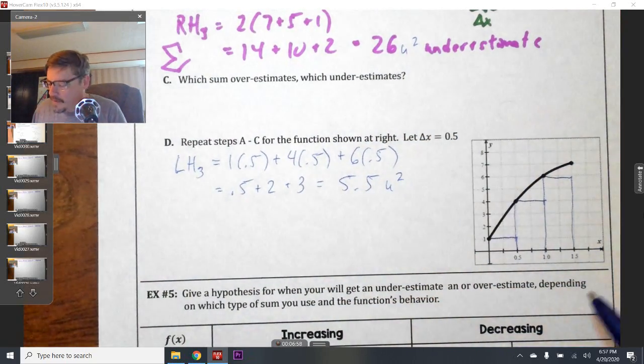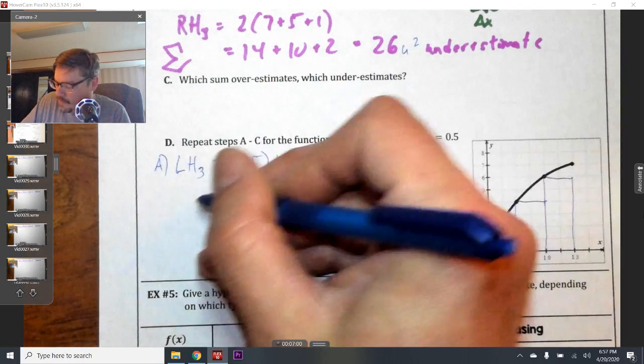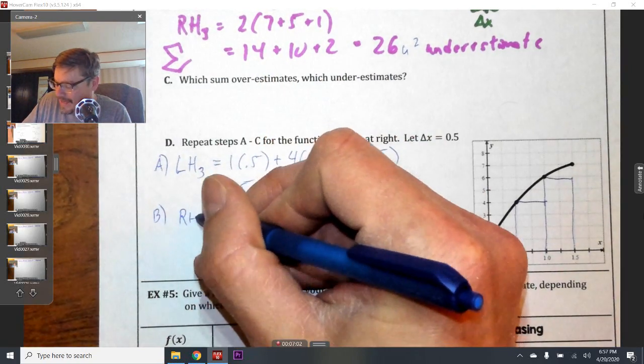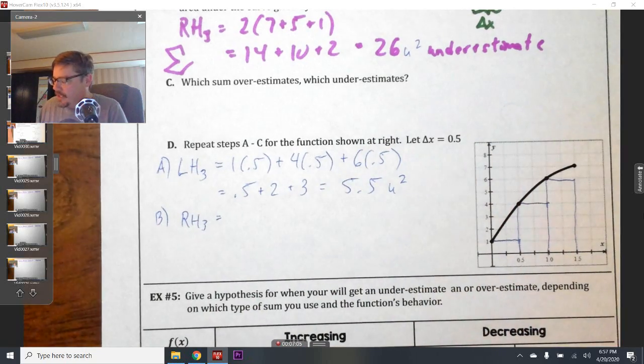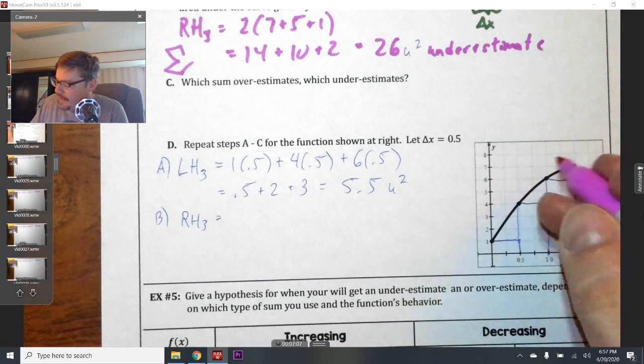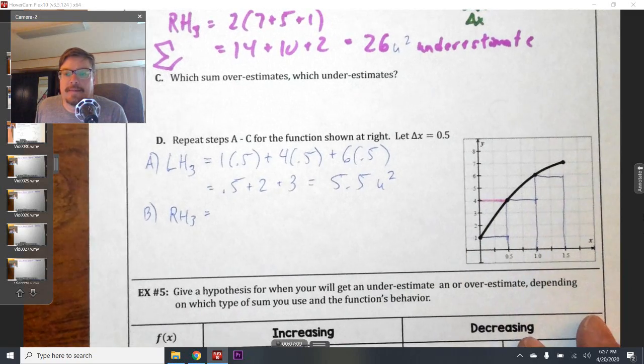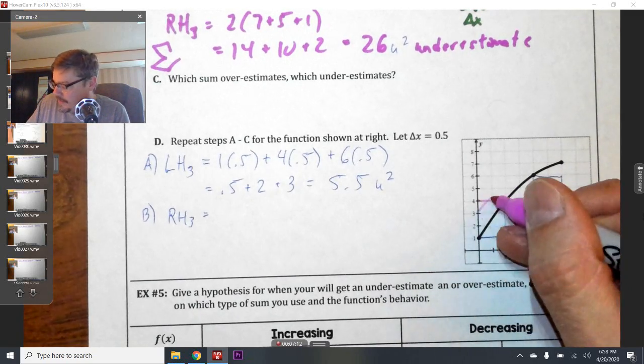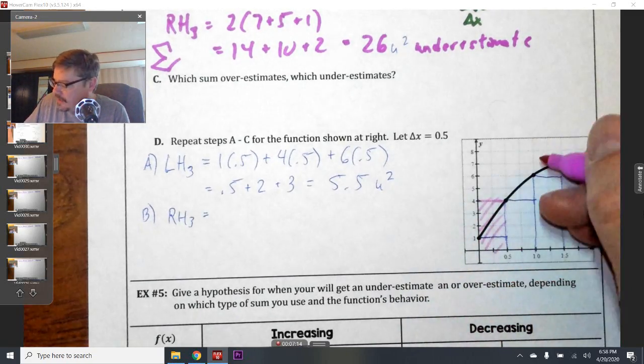Okay, that's part A. So when we do B, we're going to do the right hand limit with 3. I'm going to change color. You can see that the right hand actually goes like this. Now this guy would be the overestimate.